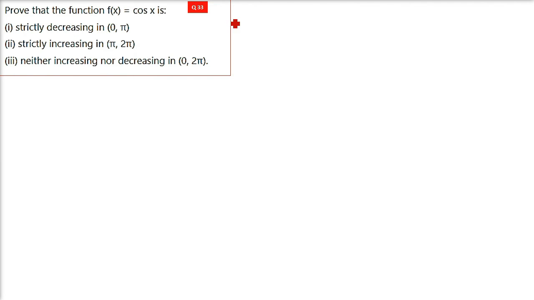Prove that the function f(x) = cos x is strictly decreasing in (0, π), strictly increasing in (π, 2π), and neither increasing nor decreasing in (0, 2π). Whatever you have learned up till now, this question is also based on that. First, this is "add sugar to coffee". That means in the first quadrant all are positive, and in the others sine, tan, cos respectively. First we take f'(x), differentiating: it is −sin x.